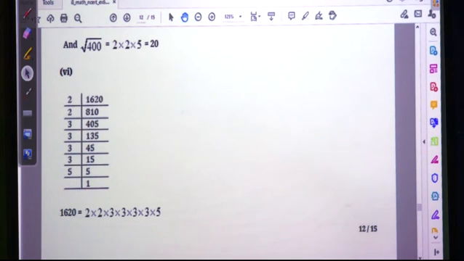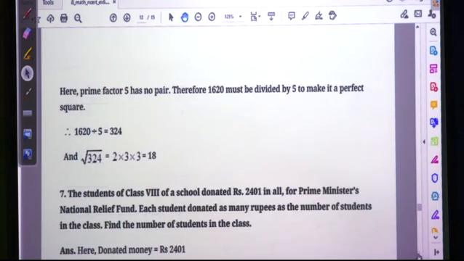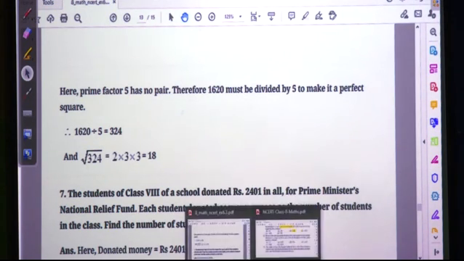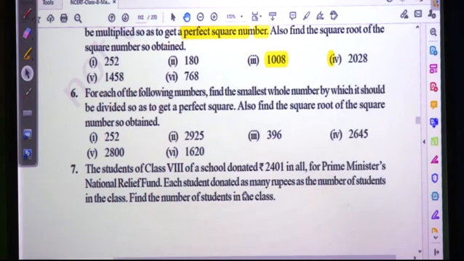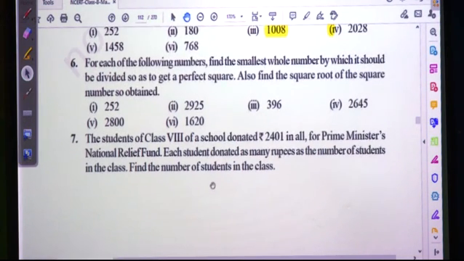So, we are dividing 1620 by 5, we are getting 324, and square root of 324 is what? 18. Square root of 324 is 18. Proceeding to the next question.